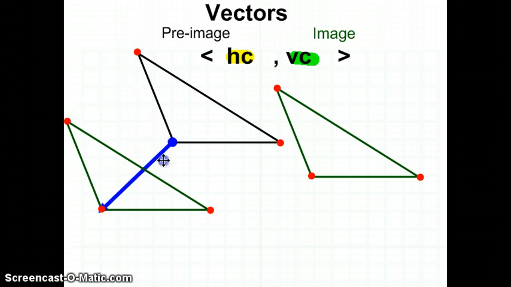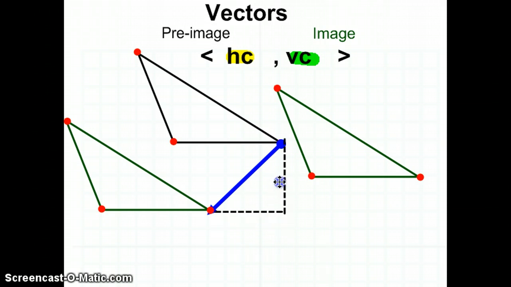And as you can see, if I move the vector so that the initial point of the vector is on a different point of the pre-image, it's going to end up at a different point of the image. So then to describe this vector, we would use a different horizontal component and a different vertical component. So in this case, the horizontal component is this length, and the vertical component is this length.